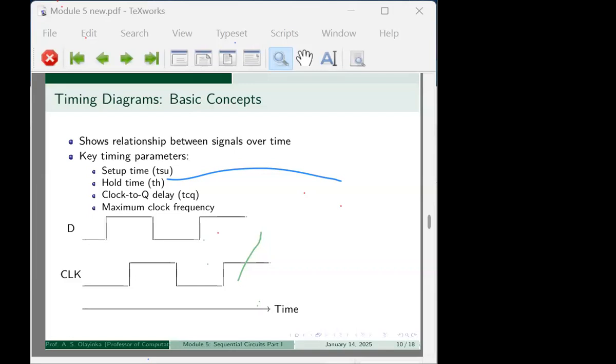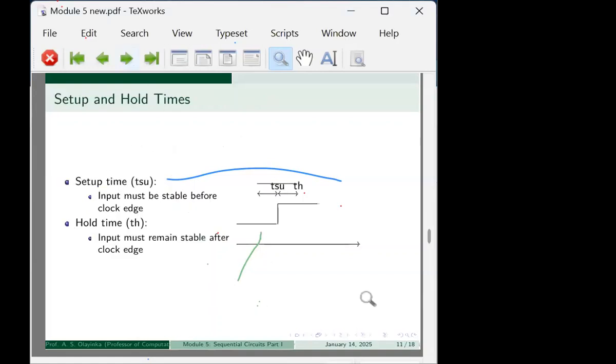Any question? So far, so good. Okay, in the absence of any, I continue.